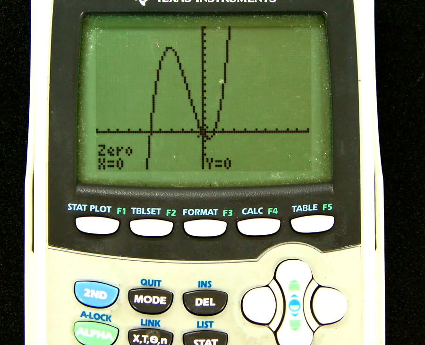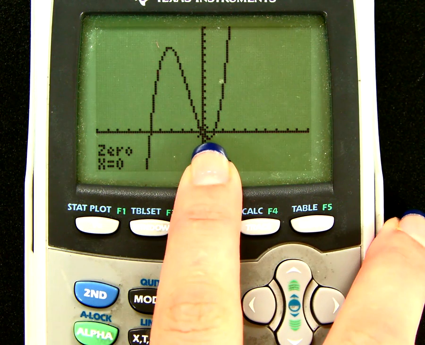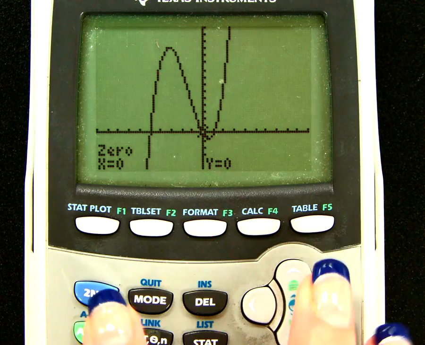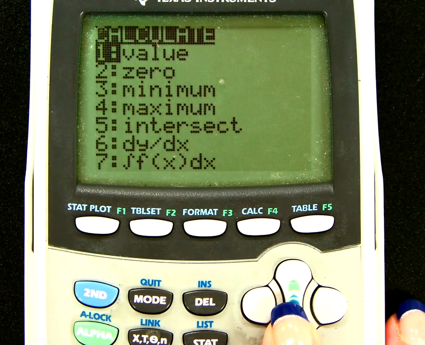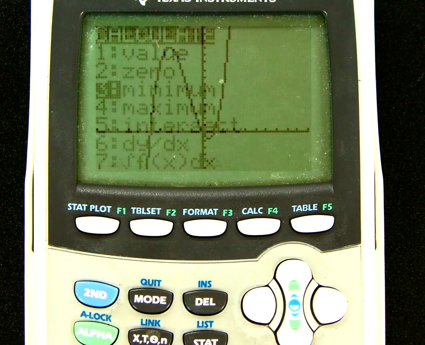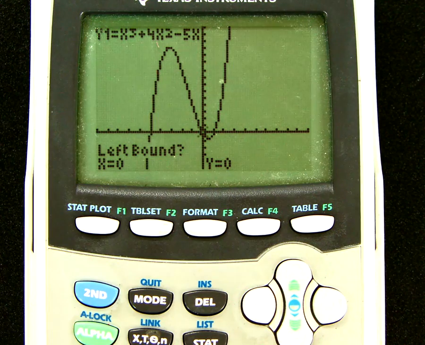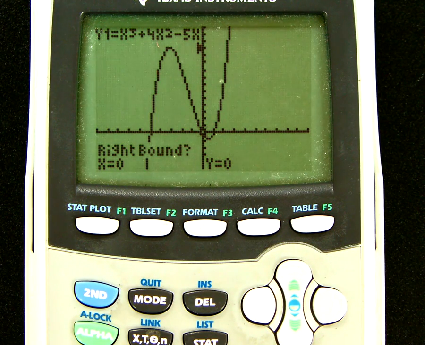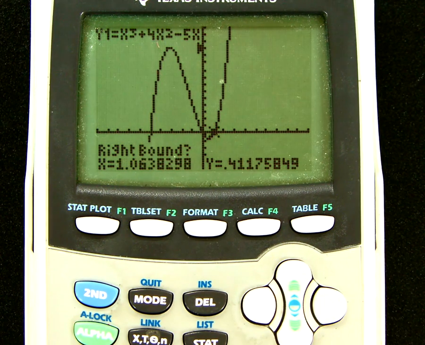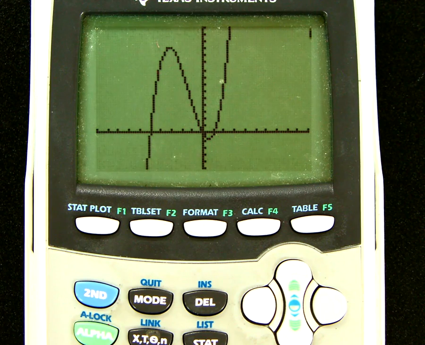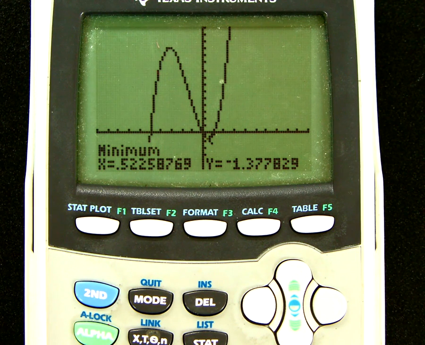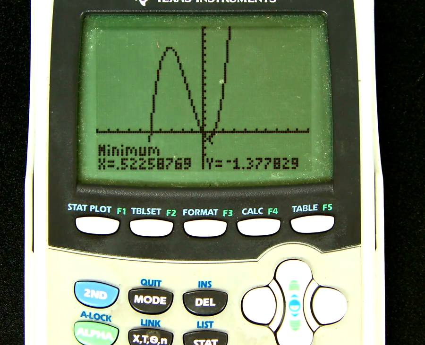All right, looking at my next thing. So we have to find the minimum down here. So again, second trace, selecting minimum, because that's what we're trying to find, enter. So I'm already on the left side of it, so I'm just going to press enter. I'm going to arrow over so that I'm on the right side of it, enter. Enter when it says guess. Again, rounding to 1 decimal place. So it's going to be 0.5, comma, negative 1.4 as an ordered pair.